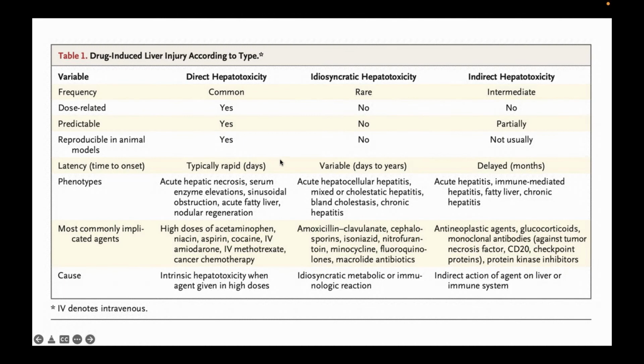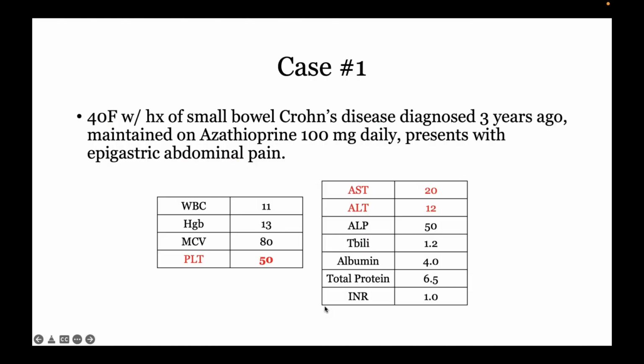And very important to remember is that direct hepatotoxicity usually happens within days. Indirect takes months, but idiosyncratic hepatotoxicity, and that's an important thing to remember, can happen anytime. Days to years later, you can get hepatotoxicity. We'll talk a little bit about phenotypes.